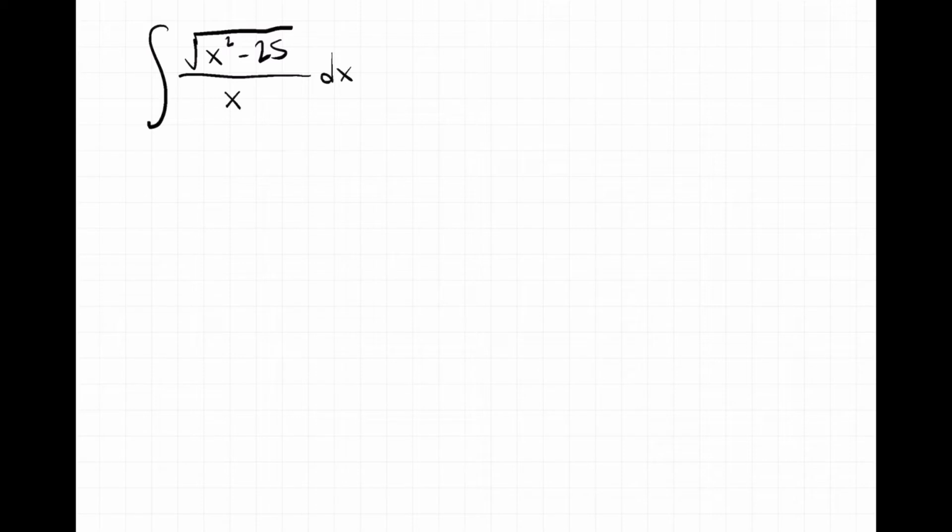But we can use trig substitution to turn this whole thing into a different integral involving trig functions that we do know how to solve. The first question is, what substitution should we do? We're going to want to write x equals some function of theta. But what function?